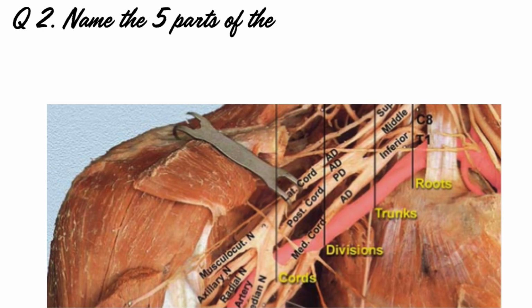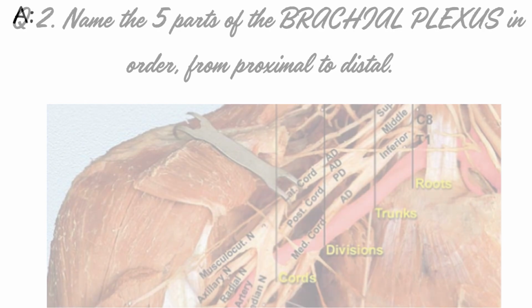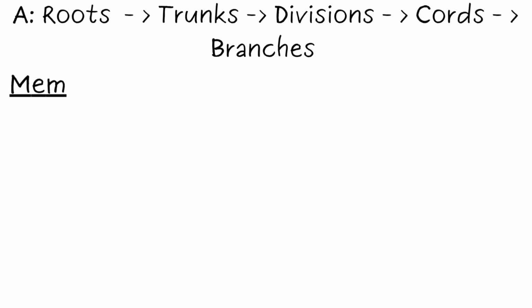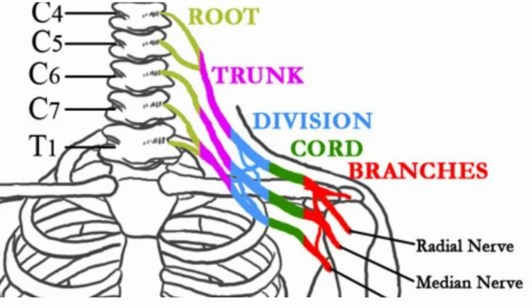Question 2. Name the 5 parts of the brachial plexus in order from proximal to distal. The answer: we have the roots, trunks, divisions, cords, and branches. To help you remember, here is a memory trick. Radical techies drink cold beer. R for roots, T for trunks, D for divisions, C for cords, and then B for branches.